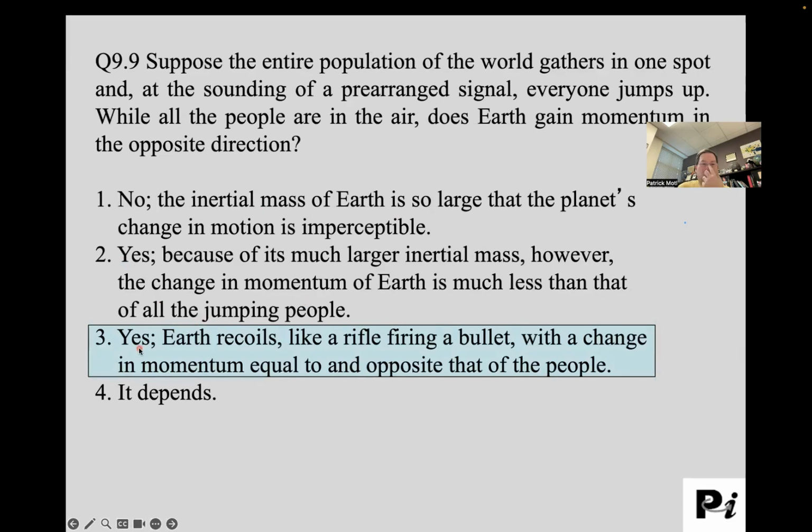All right, option 3, which is the correct one. Yes, Earth recoils like a rifle firing a bullet with a change in momentum equal and opposite to that of the people. That is precisely correct. And then it does not depend. Newton's third law is not an opinion. It doesn't depend on anything. It just is.